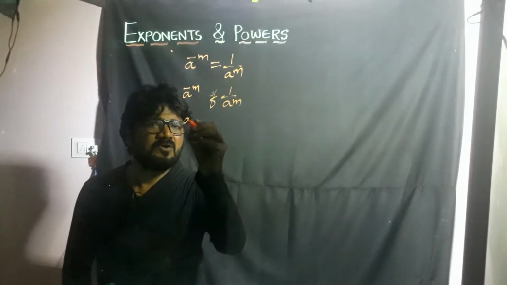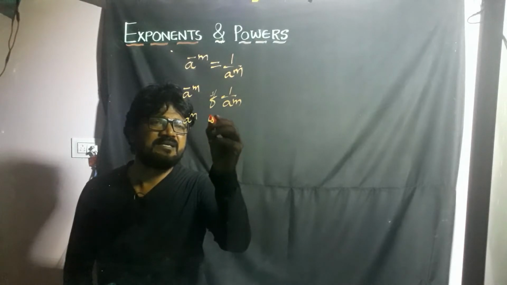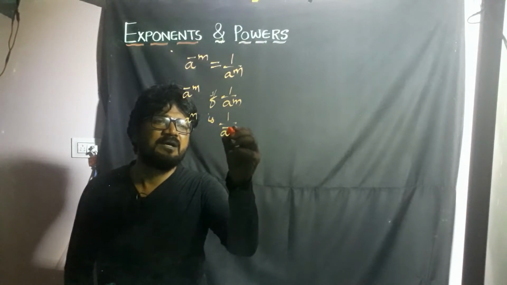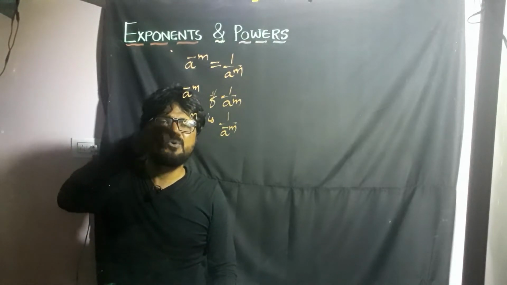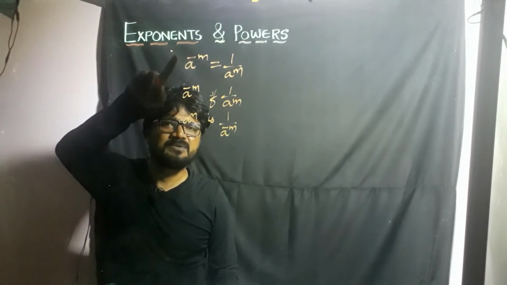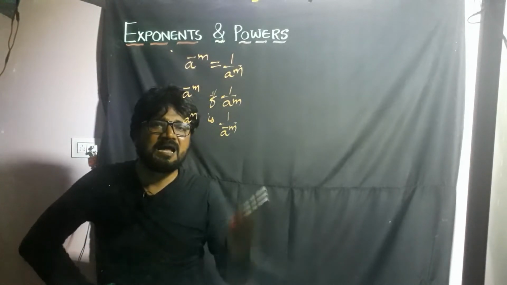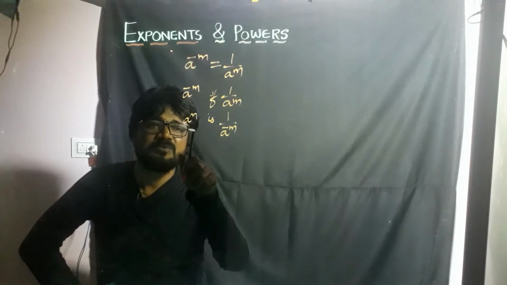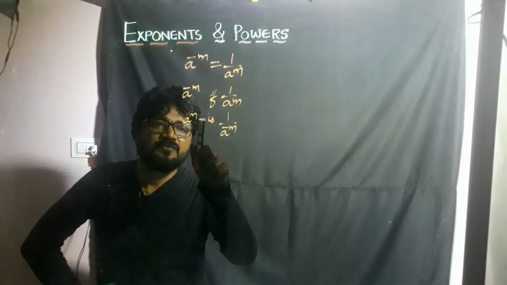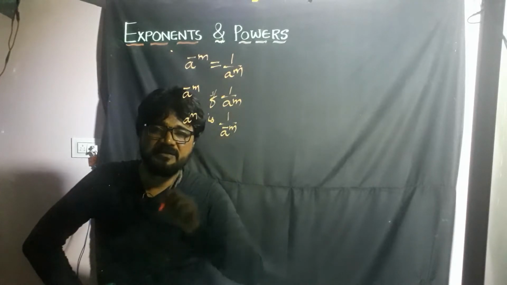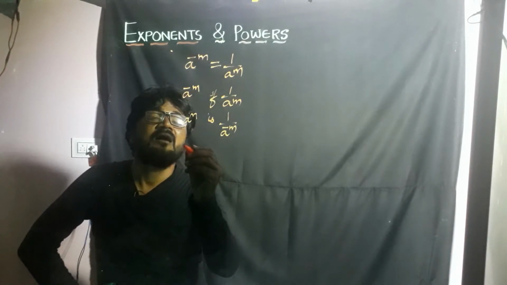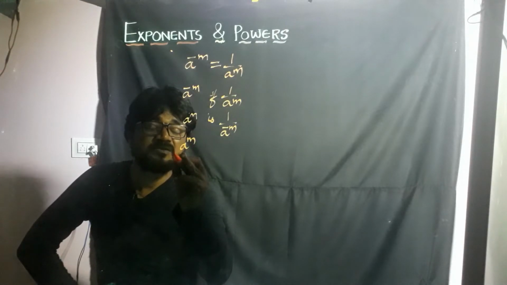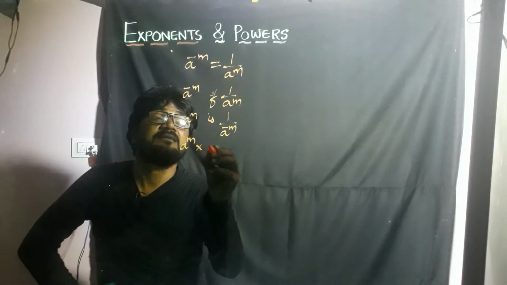Okay, so the multiplicative inverse of a to the power of m is 1 by a to the power of m's reciprocal, that is, a to the power of minus m. It is the reciprocal, and vice versa. If a to the power of minus m is the reciprocal of a to the power of m, then the multiplicative inverse of a to the power of m can be written as a to the power of minus m.